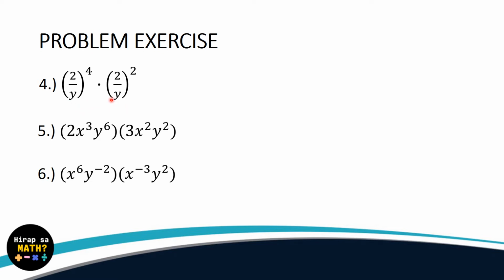So, i-apply lang natin yung product rule, which is kapag pareho ang base, i-add lang natin ang exponent. So, in this case, 4 plus 2, so that's 2 over y raised to the 6th. Okay? Ngayon, pwede pa siyang i-simplify further. Kapag ganito, yung 6 power ay pwede mong i-distribute dun sa numerator tsaka sa denominator. So, 2 to the 6 para sa numerator is 64. Y to the 6 para sa denominator naman.